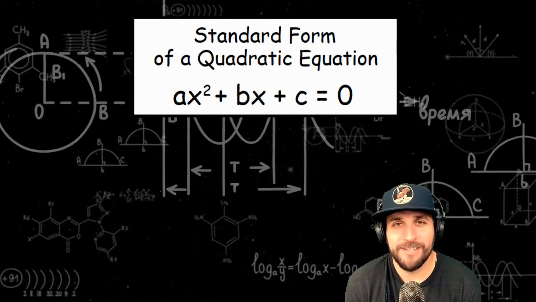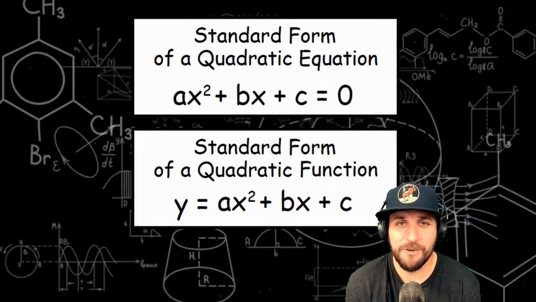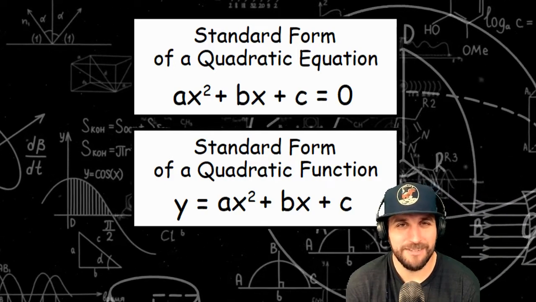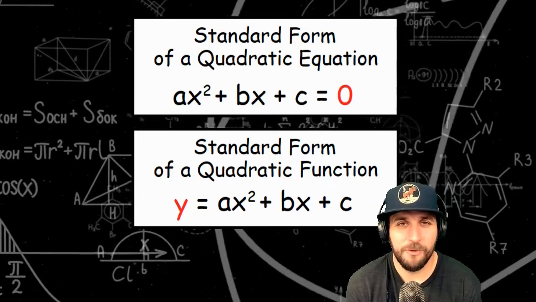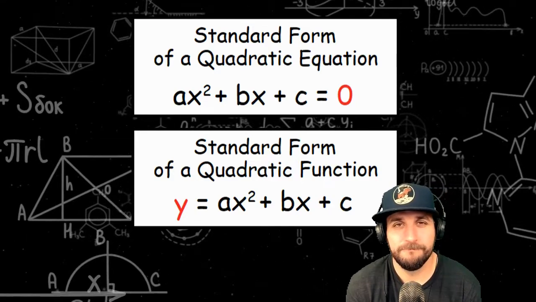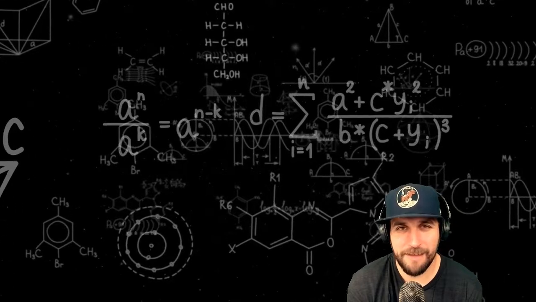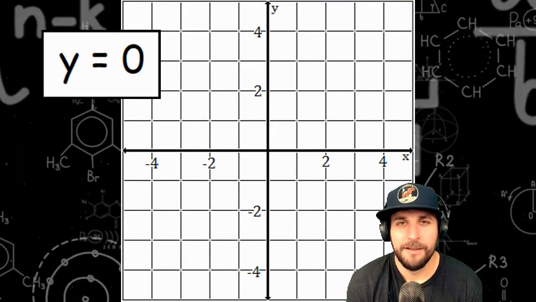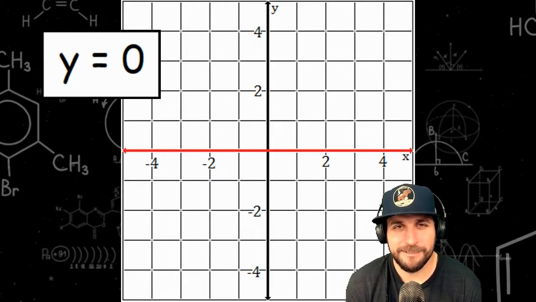If we look at our standard form of a quadratic function and our standard form of a quadratic equation, they're very similar, just we replace y with 0. So standard form of quadratic equation, y equals 0. Today we're learning how to solve quadratic equations by graphing, and I want to find out when y equals 0. Y equals 0 on a graph along the x-axis.